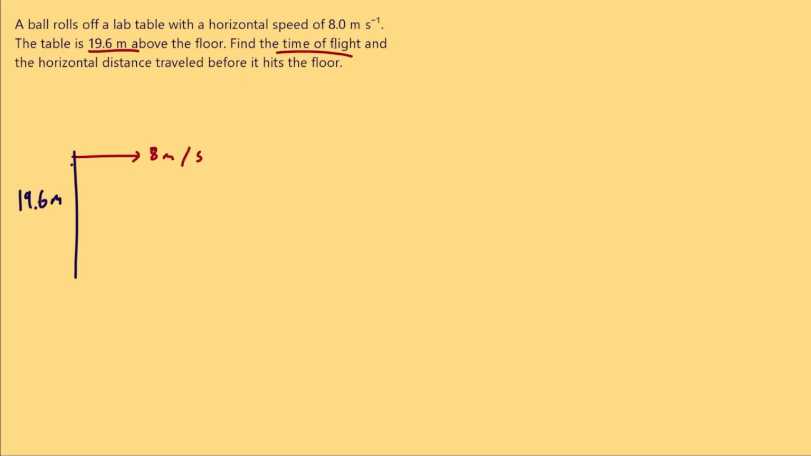First, the time of flight, which is how long it takes before it hits the ground, and second, the horizontal distance it travels when it hits the ground. And here's what you have to know about these type of problems: the time of flight has nothing to do with the horizontal speed. It is completely dependent on just the vertical motion.